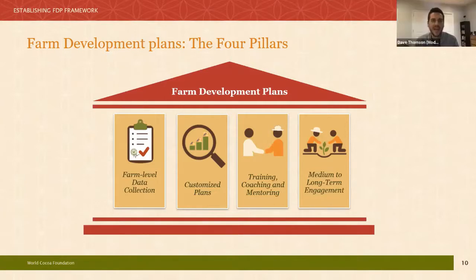Great. And Jean-Marie, you mentioned that there does not need to be a minimum size of farm for farmer development plans. So do you have a perspective on whether the potential costs associated with farm development plans impact the size of farm that would be suitable for this type of program, specifically with respect to the costs?